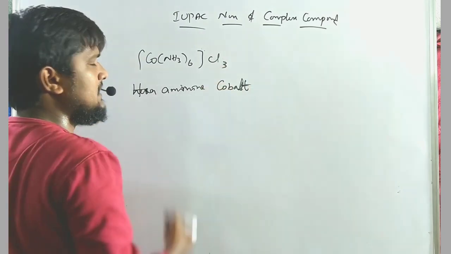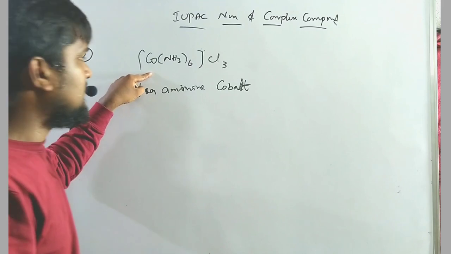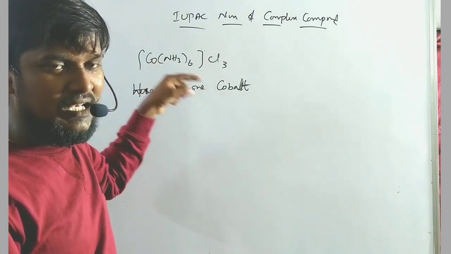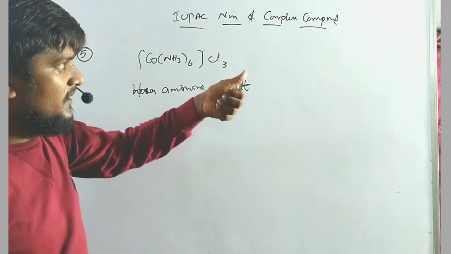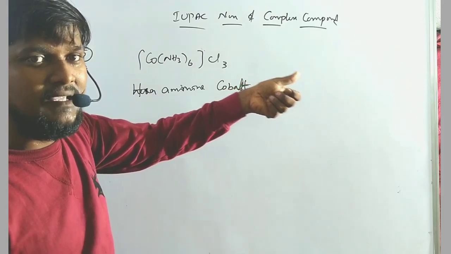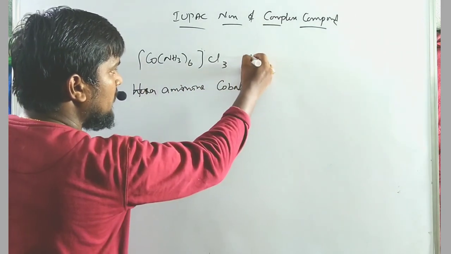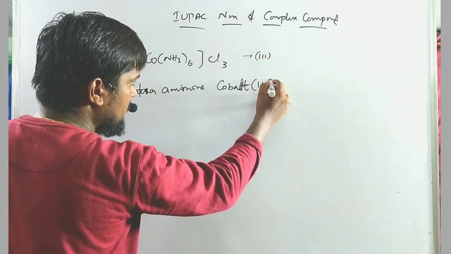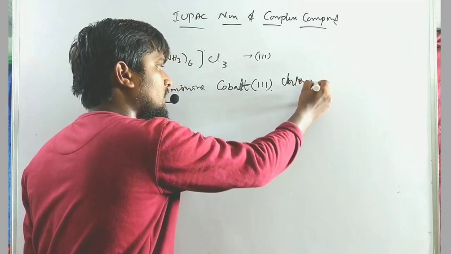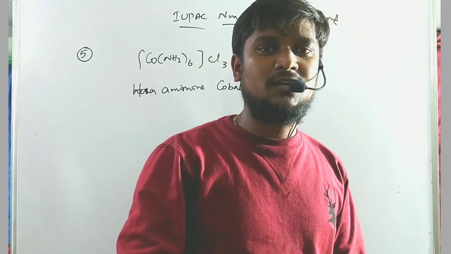Now the oxidation state we discussed in earlier classes. If you want the oxidation state calculation, I'll give the link above, so please go to the link and calculate and exercise the oxidation state of complexes. Now here the oxidation state of cobalt is 3. Then comes chloride. This is the fifth rule about coordination compound IUPAC rules.